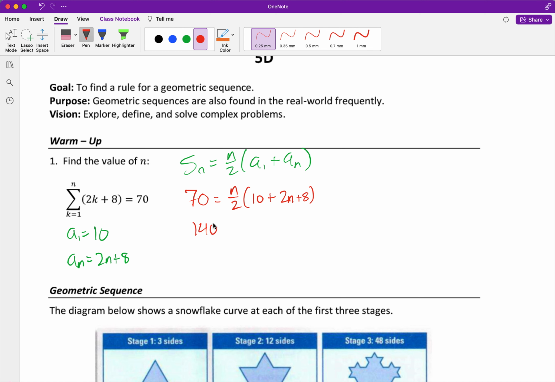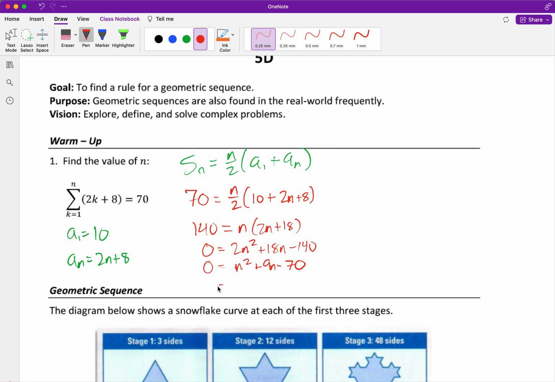So I'm going to multiply the 2 to the other side. I'll have n times 2n plus 18, and I will distribute and move everything to one side of the equation. So 2n squared plus 18n minus 140, and I'm going to divide by 2 to make my life easier. All right, so I get this.